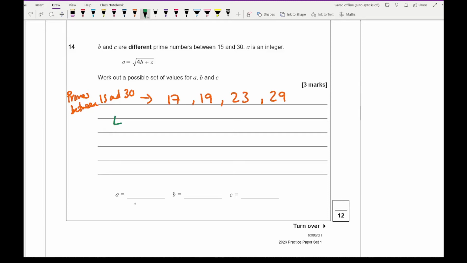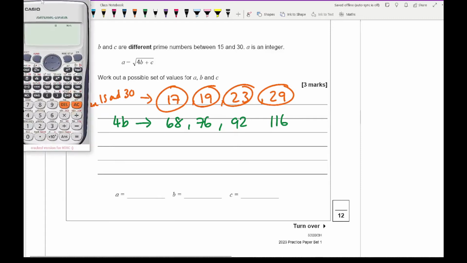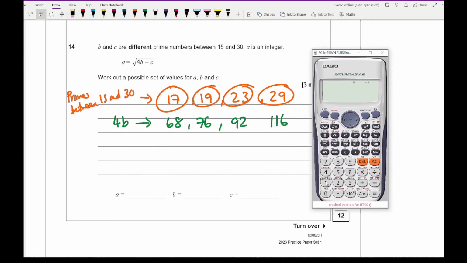So then if I work out what 4b is going to be, those multiplied by 4, so we get 68, 76, 92, and 116. Now if I start playing with these numbers, so I've got 17, 19, 23 and 29. If I just start by adding 29, what I want to do is check that it gives me a square number. Now you should know and be able to recognize a square number up to 16. So if I do 68 plus 29, 97 is not a square number, so I can ignore that.